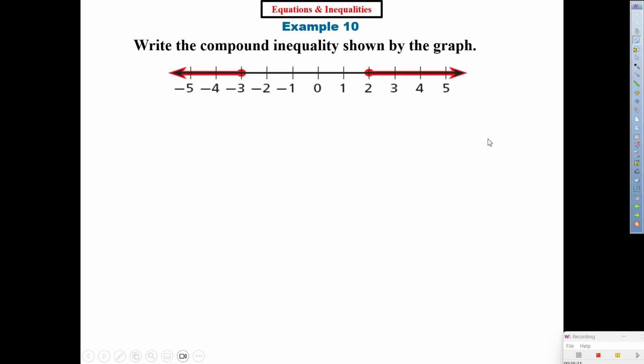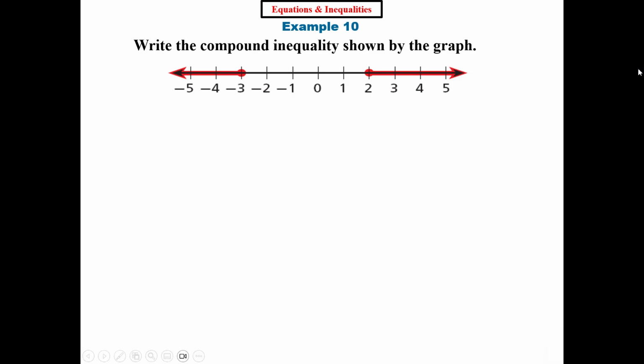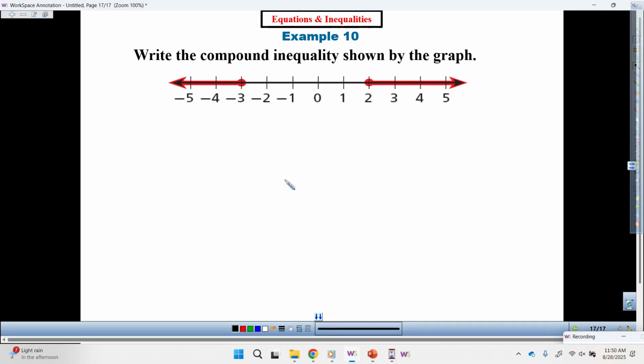All right, let's do one more. We still have time. Copy this one. Example number 10. What do you notice in the middle? It's an "or". What's the dividing point for this one? -3. All this is x. What are all these numbers compared to -3? Less than, and it's a solid point.